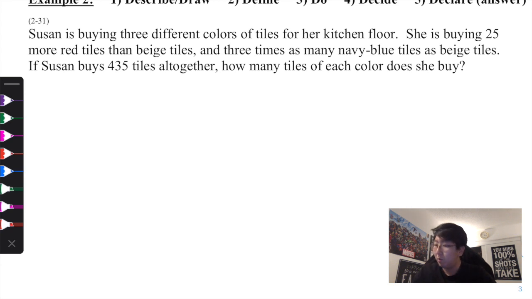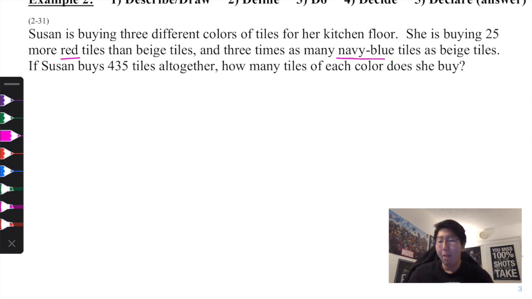So here, the red tiles are being described. And it's referring to the beige, so I want you to recognize that. And 3 times as many navy blue tiles as beige tiles. If Susan buys 435 tiles altogether, how many tiles of each color does she buy?